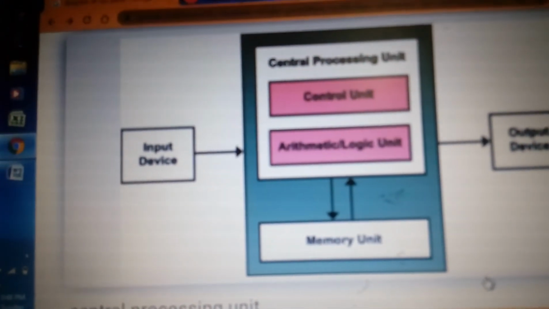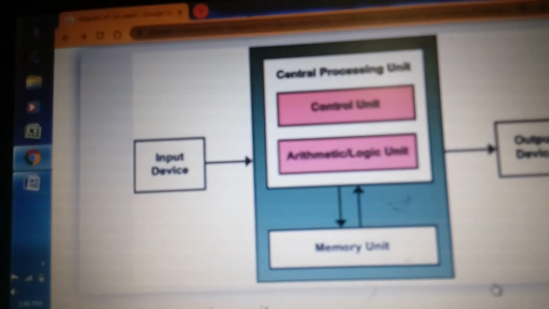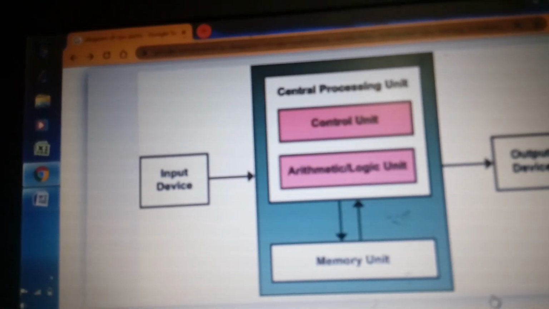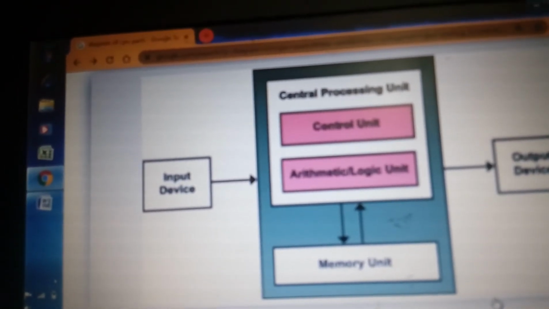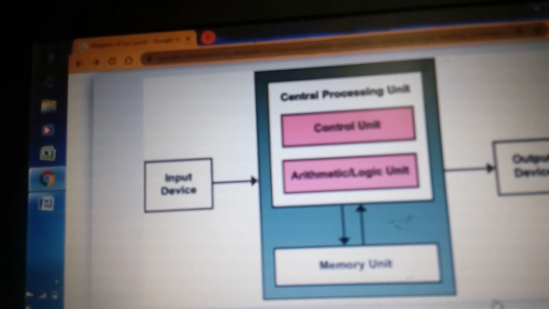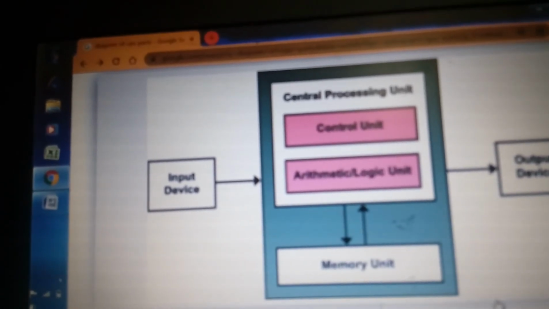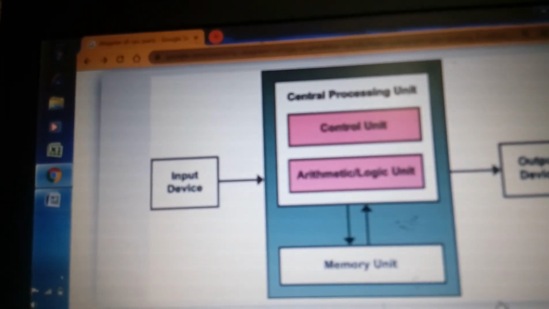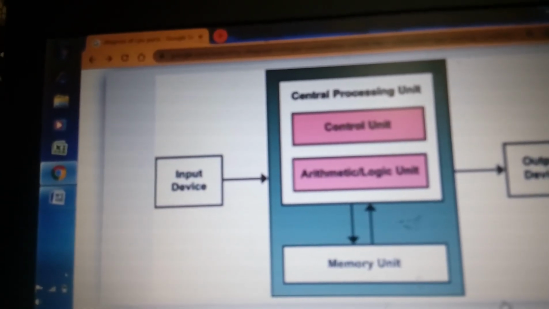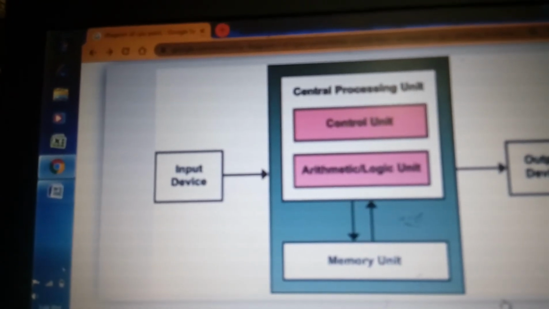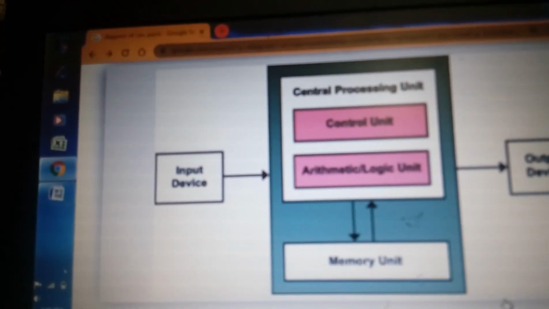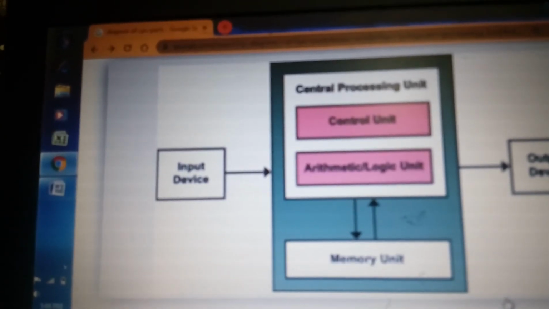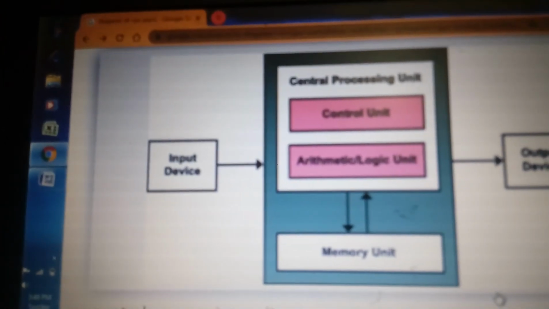The arithmetical logical unit includes basic calculations such as addition, subtraction, multiplication, etc. Control unit controls the components of the processor and controls all the functions of the computer. It also checks the results given by the arithmetical and logical unit. The third one is the memory unit. Memory unit holds the data and information that needs to be processed as well as the data that has already been processed by the CPU.